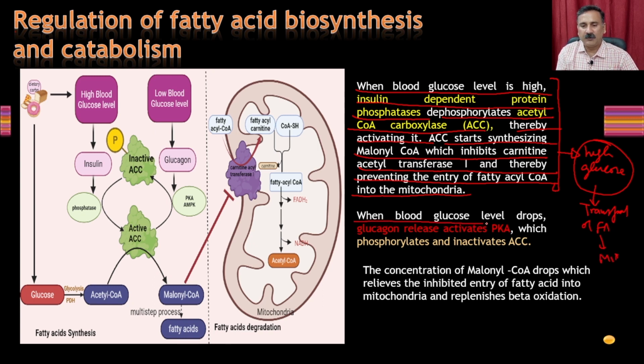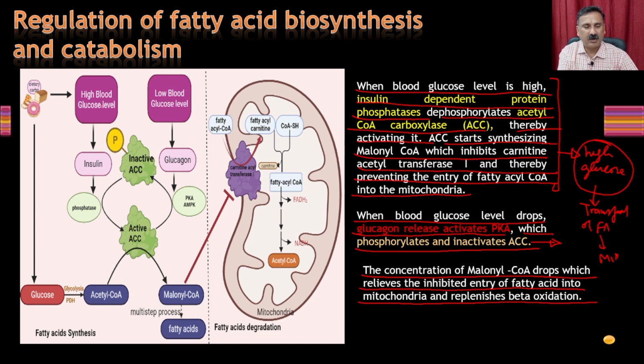So when the glucose level drops, the glucagon released activates the protein kinase A, which phosphorylates and inactivates the ACC. So the concentration of malonyl CoA drops, which releases the inhibition and allows fatty acids into the mitochondria and replenishes the beta oxidation.